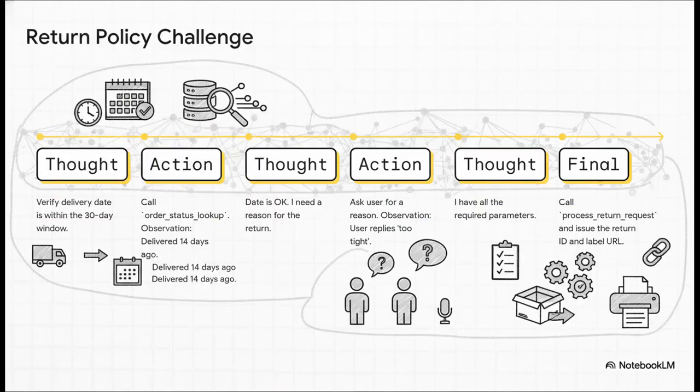This return policy example is the perfect way to see this in action. The agent's first internal thought isn't just "ask the user why they want to return it." No, it's smarter than that. It thinks, first, I need to check the delivery date to see if it's even eligible. So it takes an action, checks the date, and observes it's only been 14 days. Okay, now its next thought is, the date's good, now I can ask for the reason. This ability to reason in steps is what makes it a truly autonomous agent.